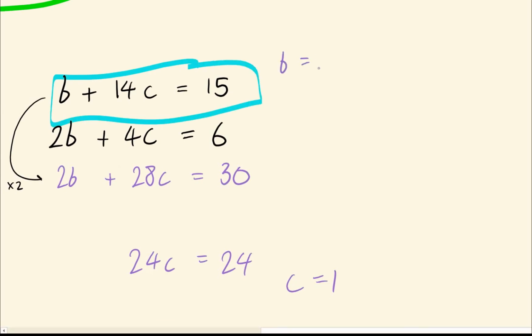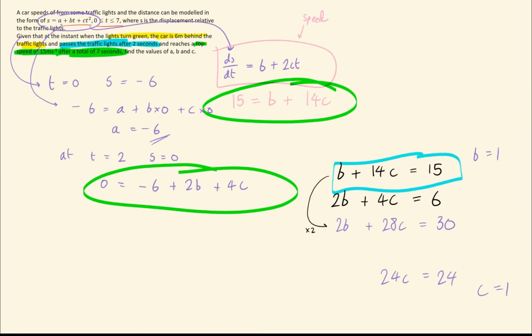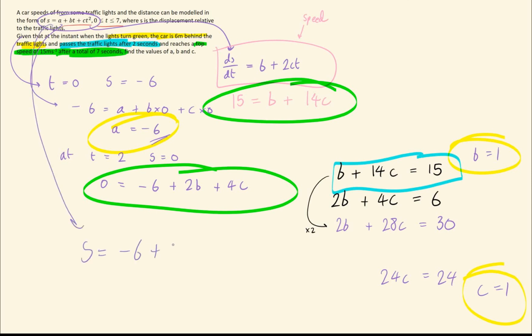If c is 1, then b is also 1. So we have now worked out a, b and c. That's what we need to do. Okay, we could also write this down in proper form, which the actual formula was s equals minus 6 plus t squared. We weren't actually asked to, but say as a follow-on question, say it was asking when will we next be at rest or something, you might want to use that equation again.